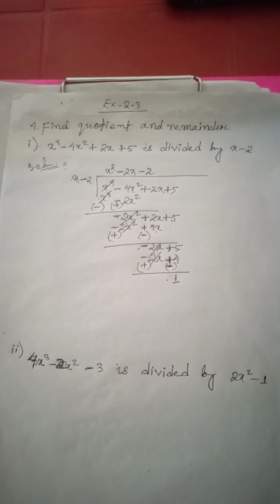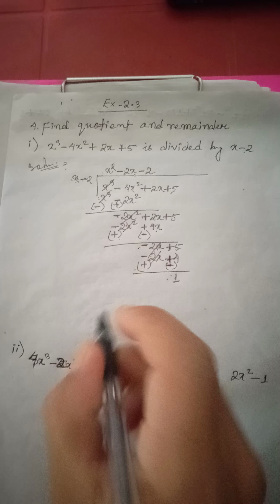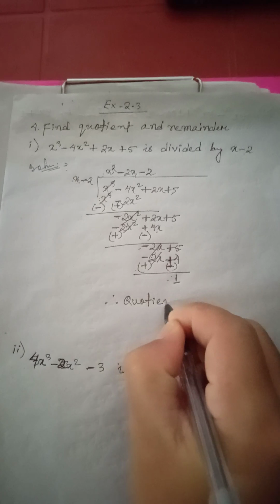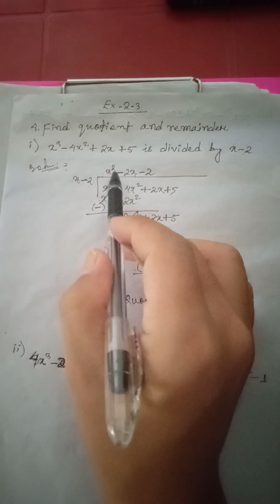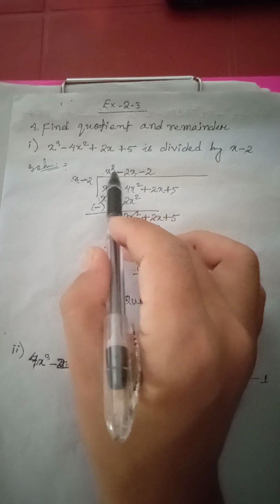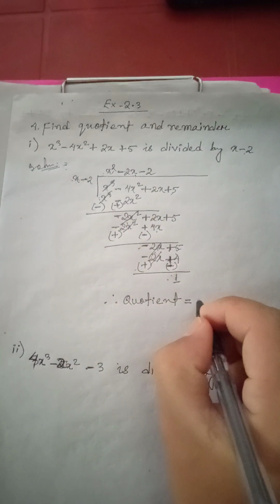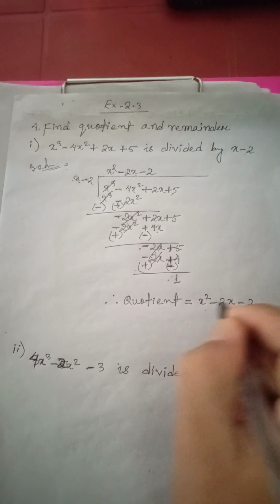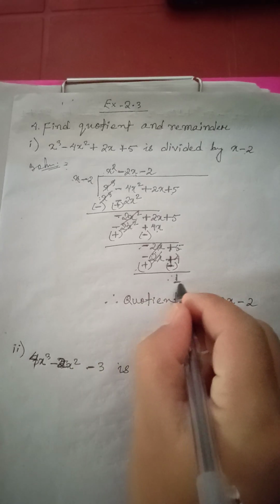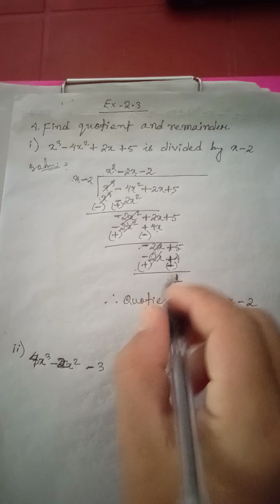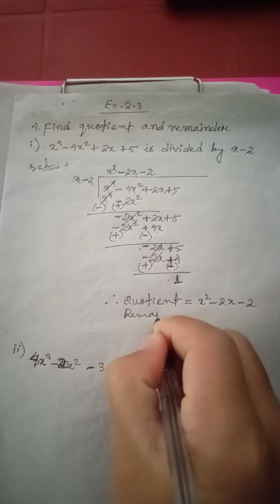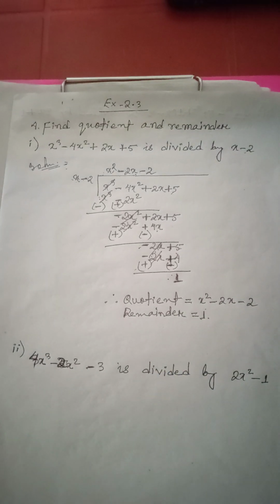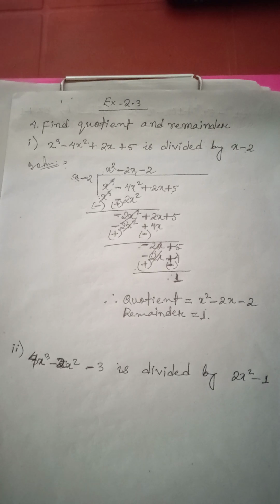And what is the question? We have to find quotient and remainder. You write quotient. What is the quotient that we got? Whatever the values that we got in here, that will be the quotient: x squared minus 2x minus 2. After that, whatever value we got at the end will be the remainder. This is all about the problem that we were discussing.